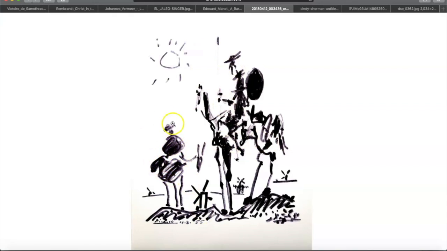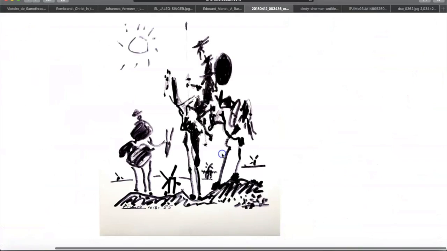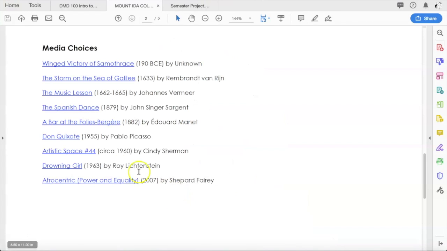But this here is an ink drawing by Pablo Picasso, and again you can zoom in and really see a lot of the detail work on the ink. It's very suggestive and not at all realistic, and definitely one of those drawings that you can really understand from further away than up close. Okay, next we have one not really creatively named Artistic Space number 44.